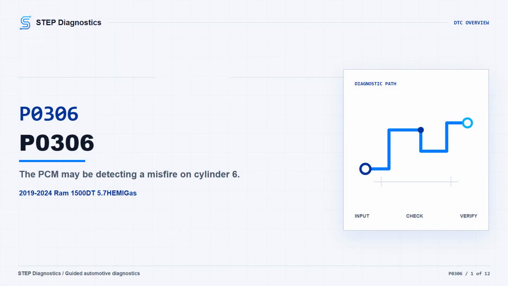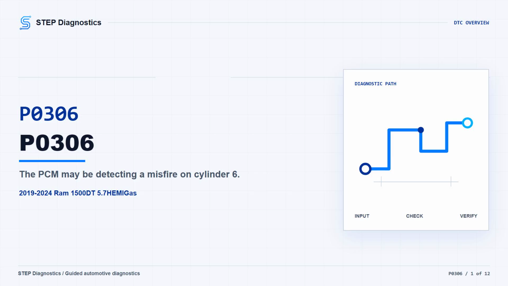P0306 is a cylinder 6 misfire code. On this Ram 1500DT with the 5.7 Hemi, the driver may notice a rough idle, shake under load, loss of power, or a flashing or illuminated MIL. Broadly, this can come from ignition, fuel delivery, air leaks, oil or mechanical issues, and sometimes variable valve operation.